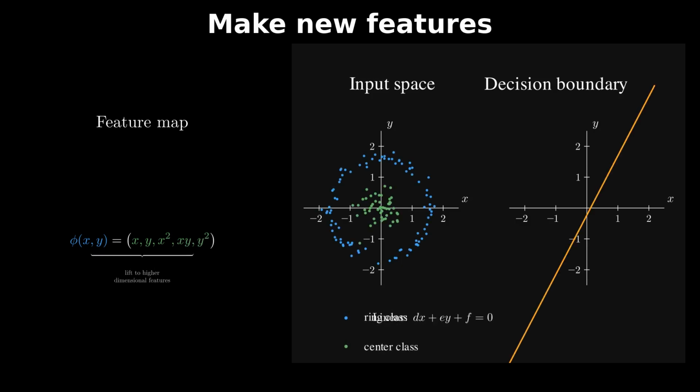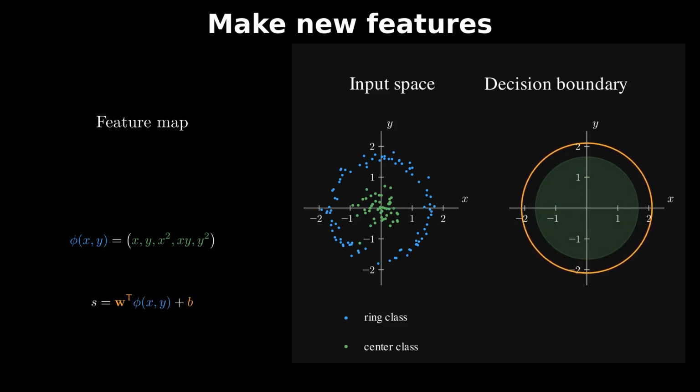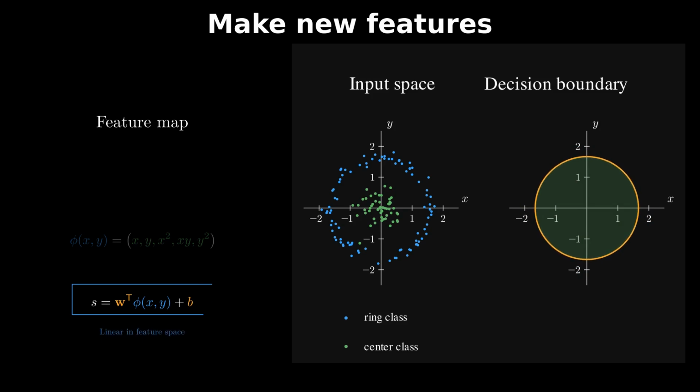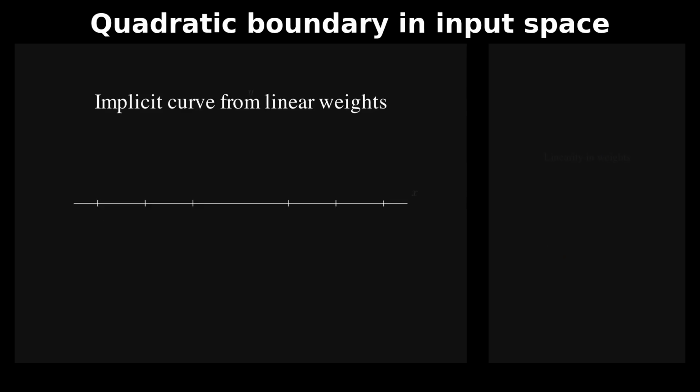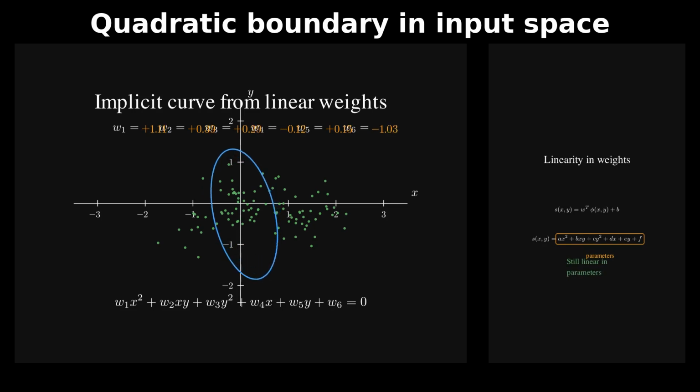The most direct trick is to manufacture new inputs from old ones. Instead of feeding x and y, feed x, y, and also x squared, y squared, and x times y. A straight line in these new coordinates can correspond to a curve back in the original plane. This is not magic. If the score is a weighted sum of x, y, x squared, xy, and y squared, then the boundary where the score equals 0 is exactly a quadratic curve. The learning problem is still just choosing weights. We did not change the optimizer. We changed the menu of shapes by changing the ingredients we let the model combine.